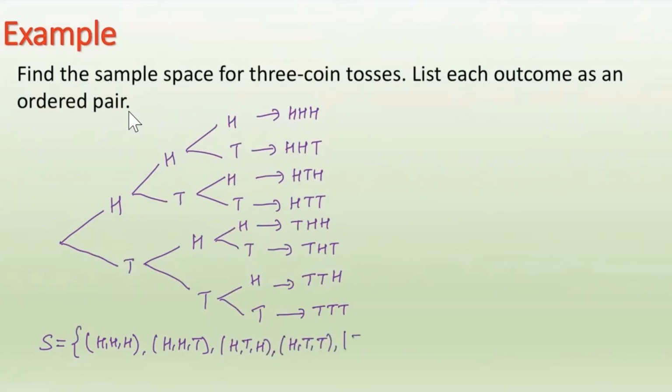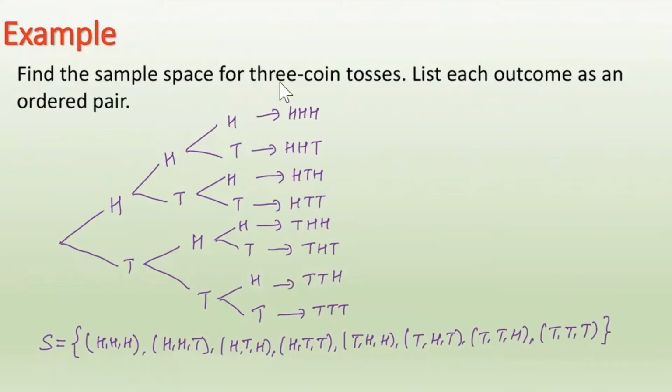Fifth one is tail, head, head. Then you have tail, head, tail. Then you have tail, tail, head, and tail, tail, tail. So that is the outcome.